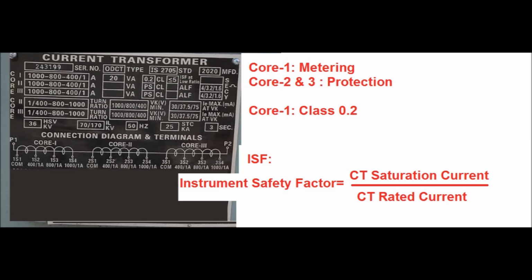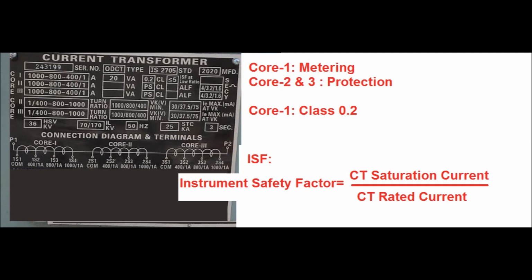Since it is a metering core, one more parameter is given, that is called ISF. ISF means instrument safety factor. It is given by the CT saturation current divided by the CT rated current. Here the instrument safety factor is less than 5. So if 5 ampere current flows in the secondary side, then the CT will saturate. Instrument safety factor means the safety of the instrument connected in the secondary side of the metering core CT is ensured.